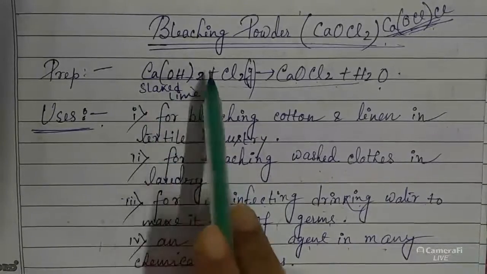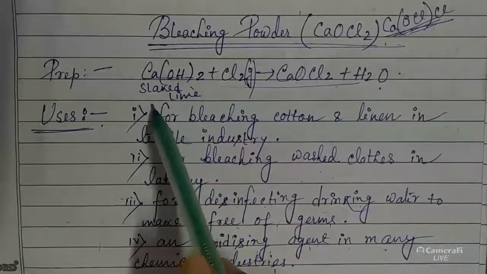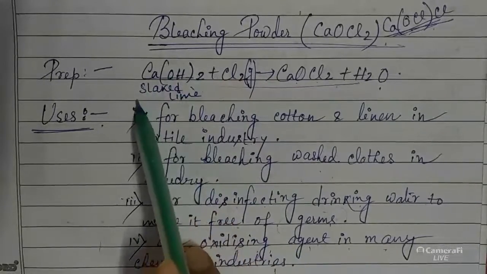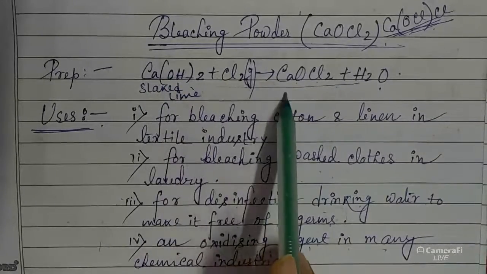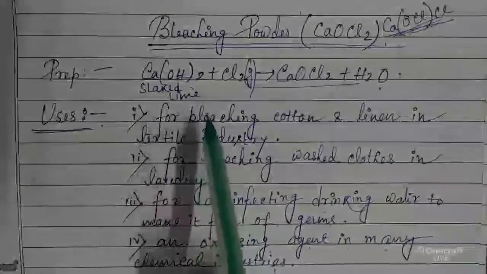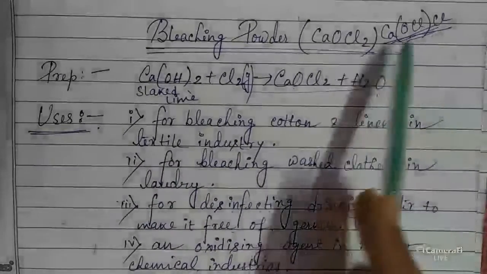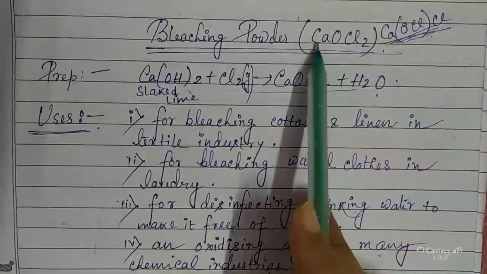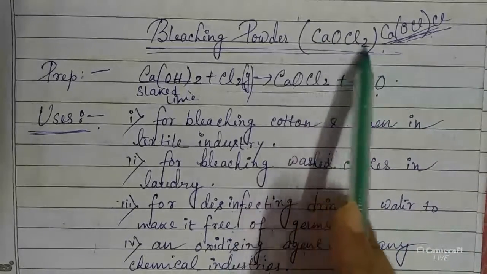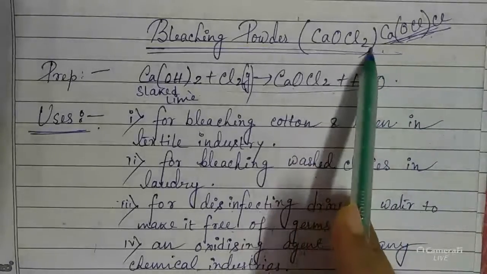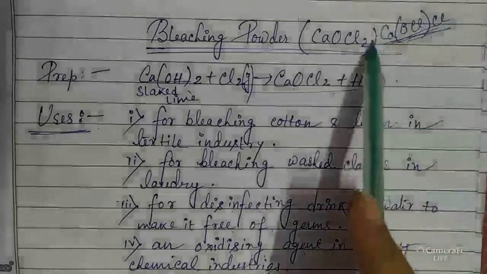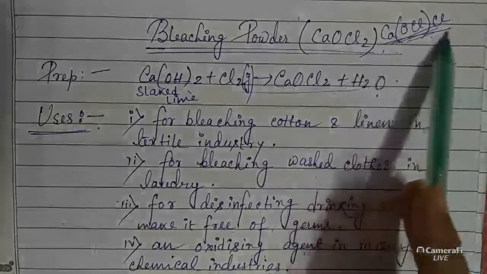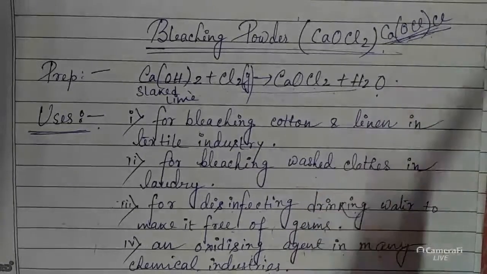And from here you also know one more thing, that is slaked lime. Slaked lime is what? That is calcium hydroxide. So when chlorine gas is passed through the calcium hydroxide, we will get the bleaching powder as the product. And the bleaching powder is actually a complex, it is not a compound, but we write it just like CaOCl2, but the actual formula, the actual structure, is like a complex, CaOCl group Cl.